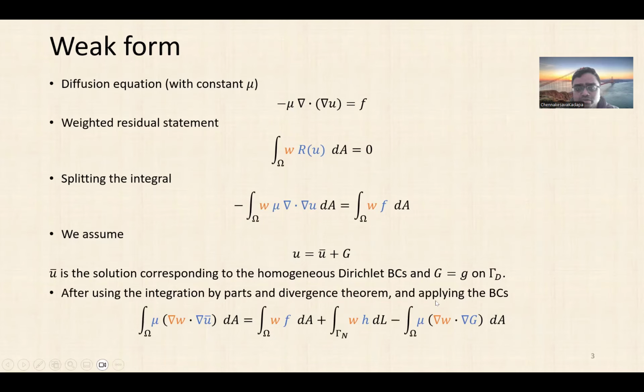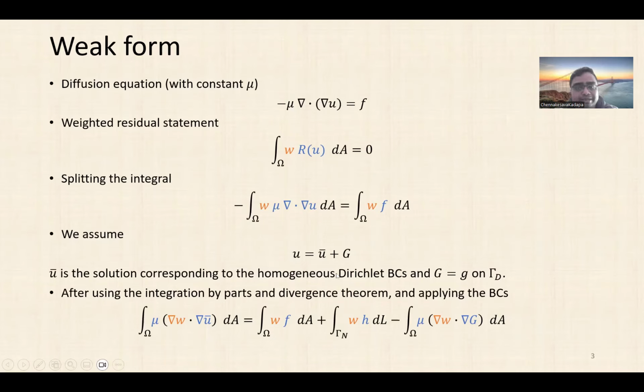Because we know G. Okay, and we take it to the right hand side after applying the divergence theorem. That is why we still have minus here. When we apply the product rule, this minus becomes plus, and then once we take it to the right hand side, we still get minus here.